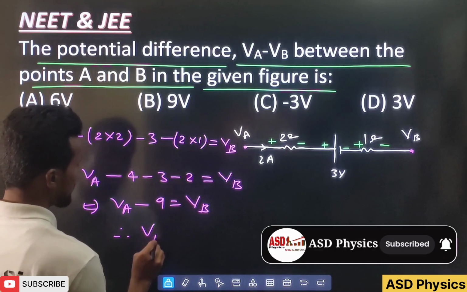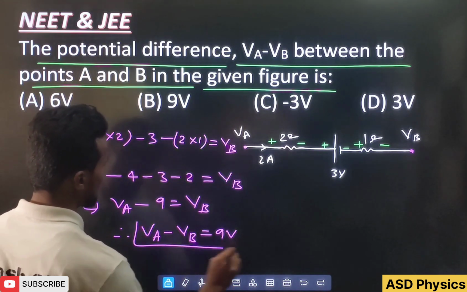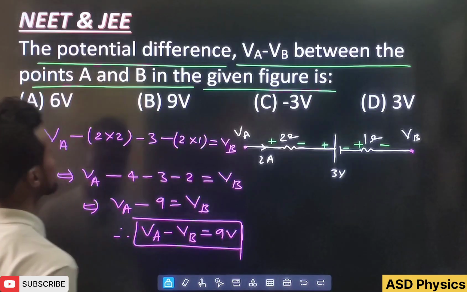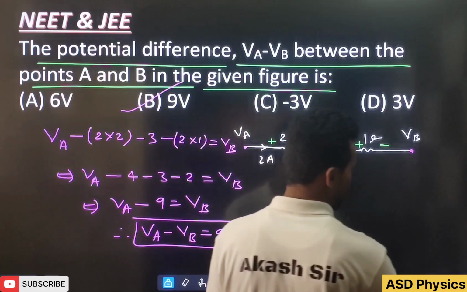So now this VA minus VB, how much is it, students? See, VA minus VB is 9 volt. Okay, that means which option is correct here? The correct option is option B. Is it? So see in how beautiful a way we are doing all these things.